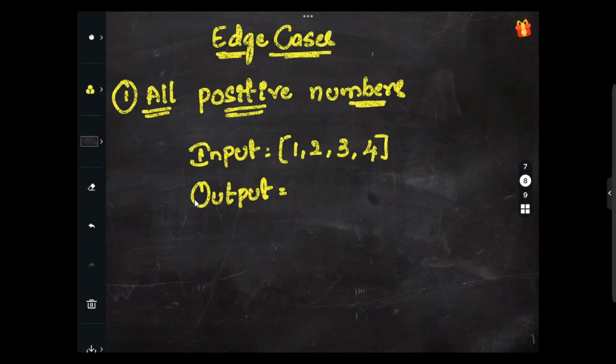So let's quickly discuss the edge cases one by one here. The first one is for the case of all positive numbers: 1, 2, 3, 4. You can visualize it in the same way that I showed for example 1 in the approach. So here the output will be 24. Why is it 24 here? Because the product keeps on increasing in this way, right?